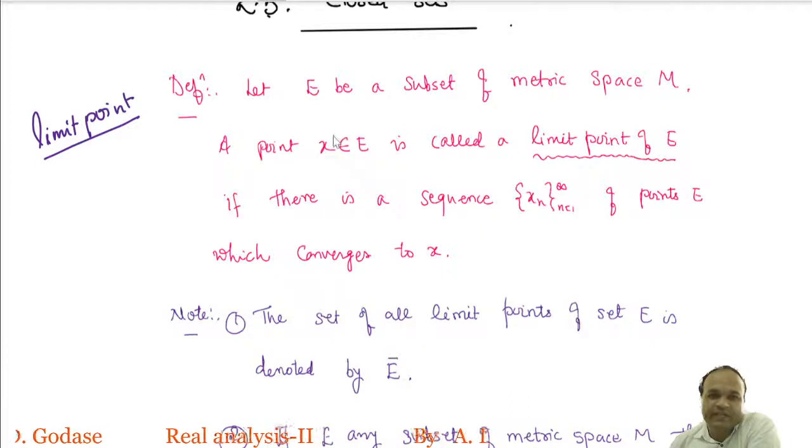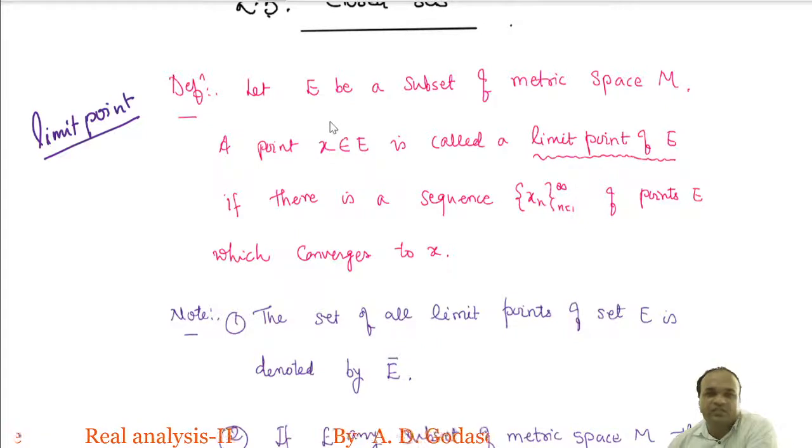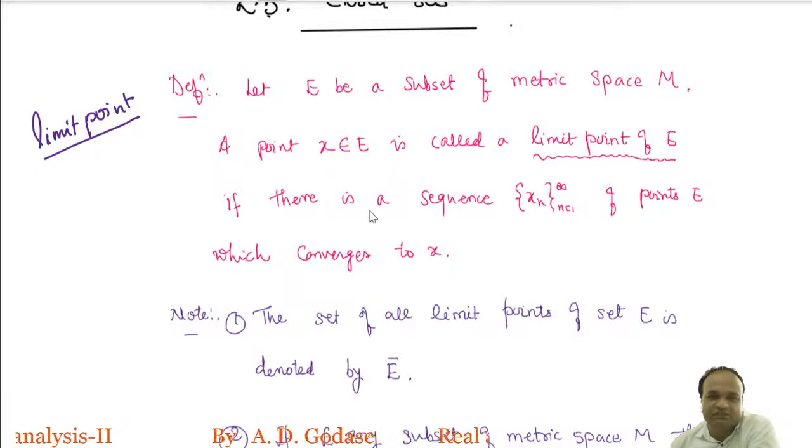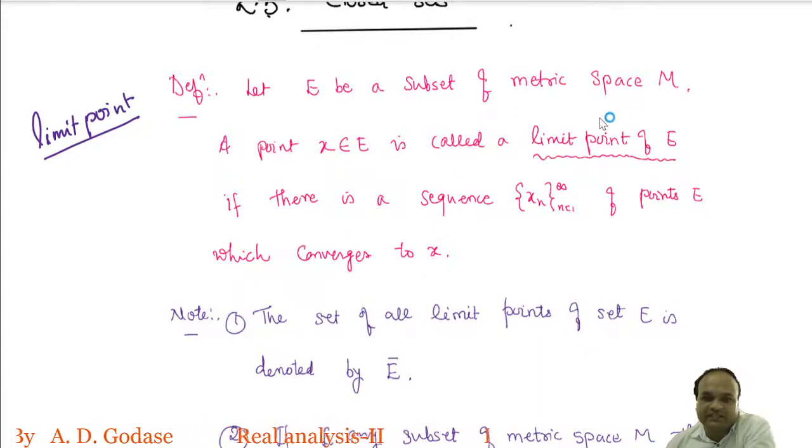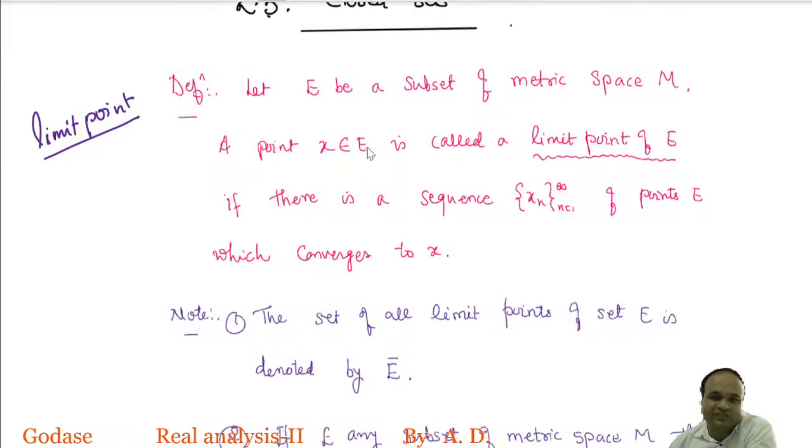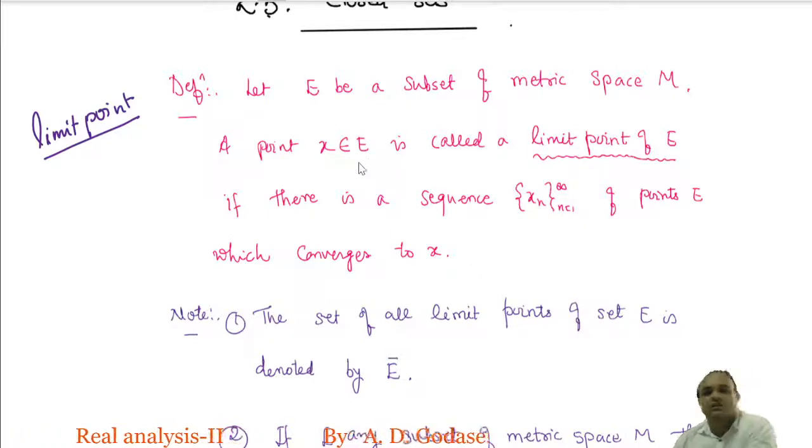So when we say small x is a limit point of capital E, there should exist, for this x, a sequence of points in E so that the sequence converges to x. In that case we say x is a limit point of subset E. Capital M is a metric space, capital E is a subset of M, and x is an element of E.